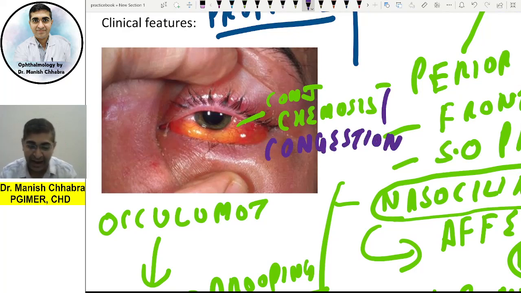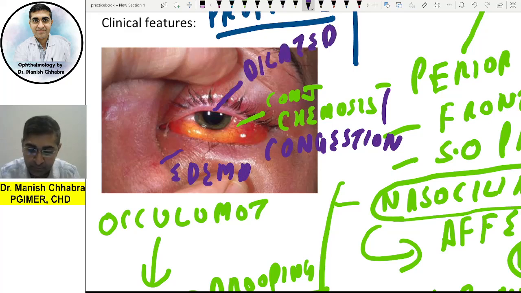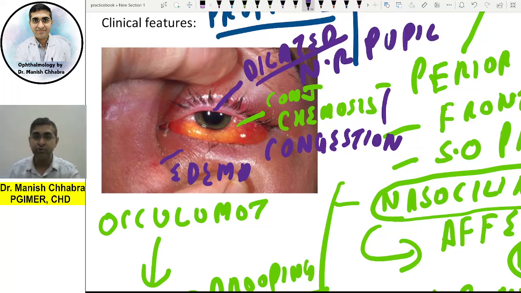Conjunctival chemosis and congestion. What has happened to the pupil? Can you also appreciate the periorbital edema? There is periorbital edema. What is this? This is a dilated and non-reacting pupil. Dilated and NR, non-reacting pupil. Why dilated and non-reacting pupil?